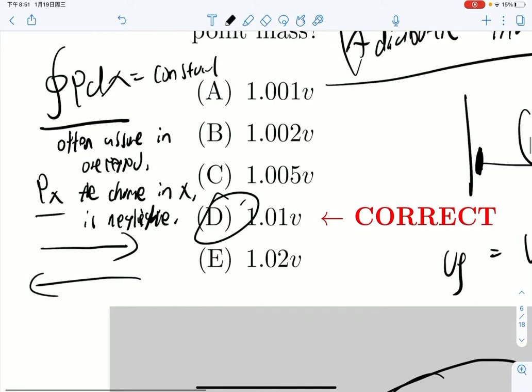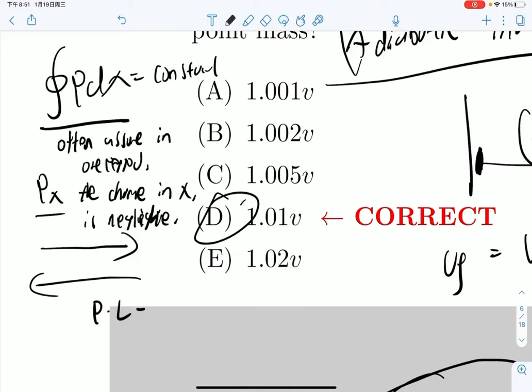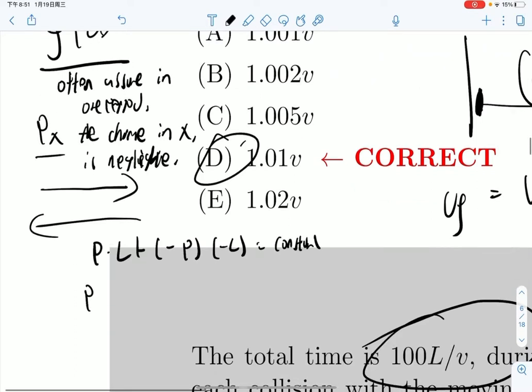So now you'll have p times L minus negative p, or plus negative p times negative L. That stuff is equal to a constant, where p is equal to nvx. And now you have vx times L is a constant.